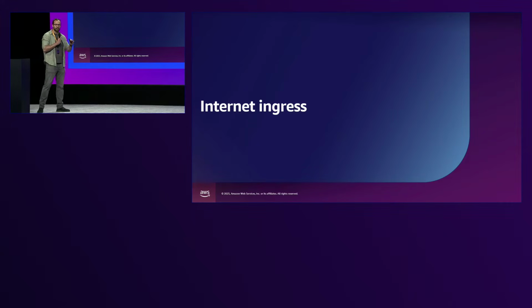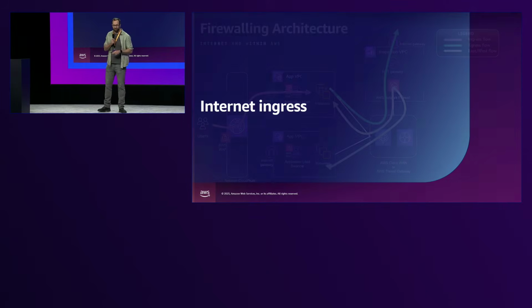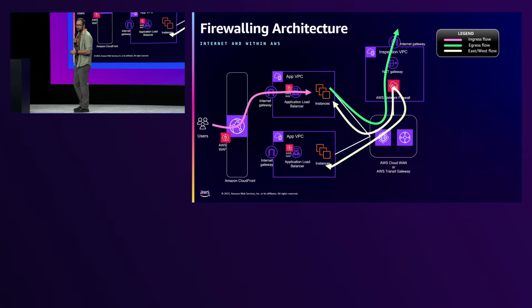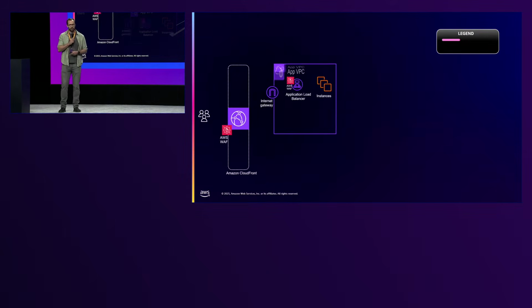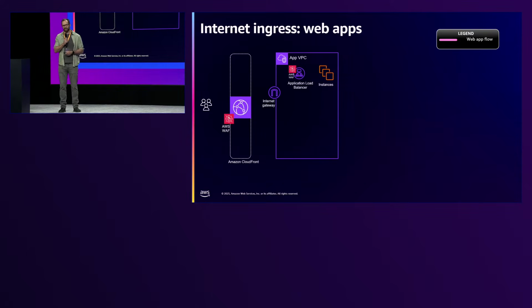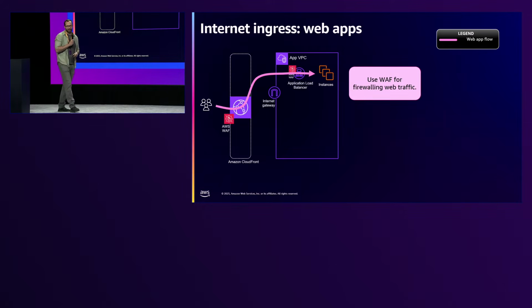Okay, so let's look at the different use cases now one by one and talk about, is this the best practice? Is this what we would recommend? Or is there an alternative that you can look at to make your life easier? So we'll go back to our reference architecture, and we'll just focus on the internet ingress use case. So clients connecting to the workloads through CloudFront and application load balancer. And the good news here is, yes, this is the best practice. If you have a web application firewall, it's what you want to do.